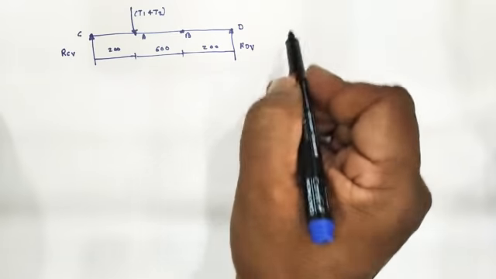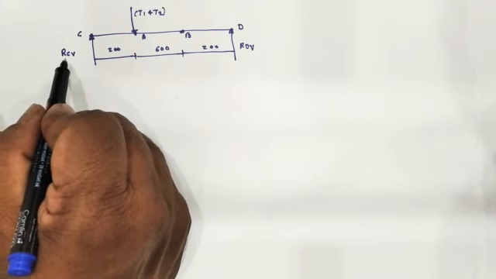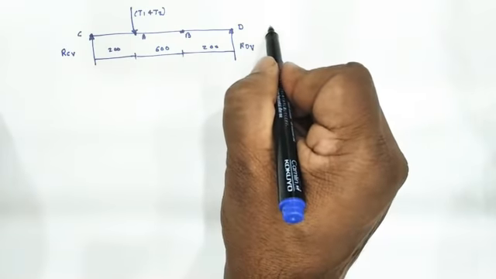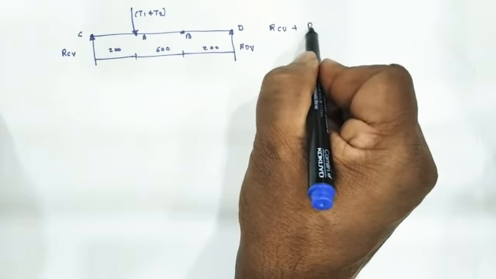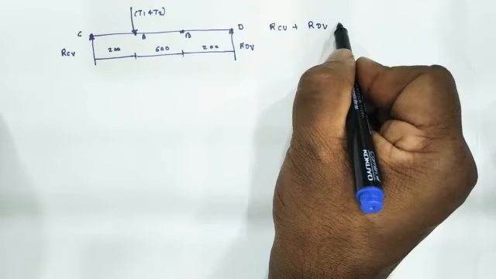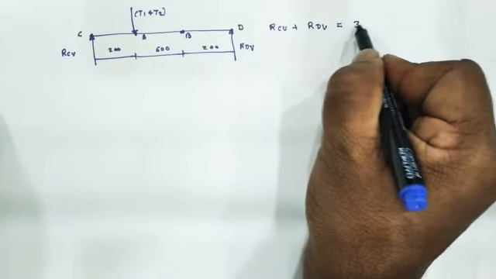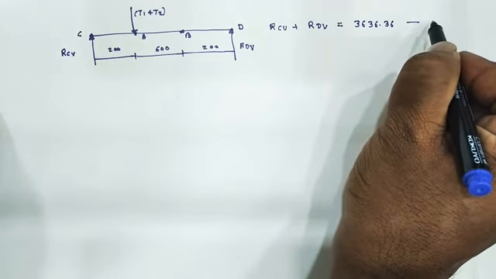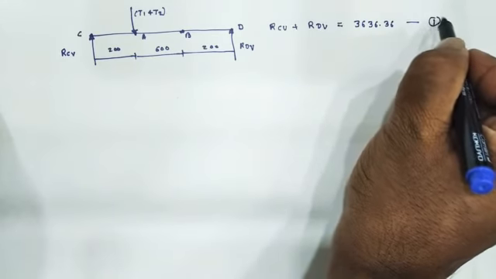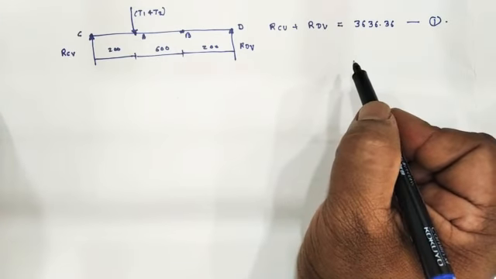Again, we have to repeat the same procedure to calculate the bearing reactions RCV and RDV. Again, we write here RCV plus RDV is equal to the summation of T1 and T2, 3636.36. We can name this as equation number 1.